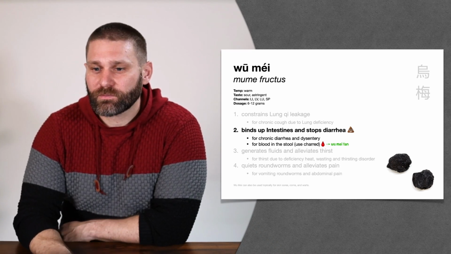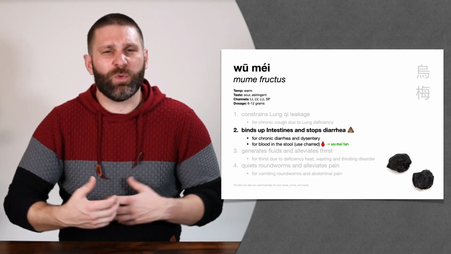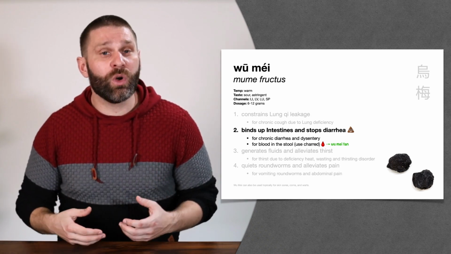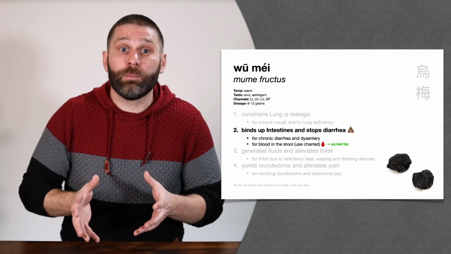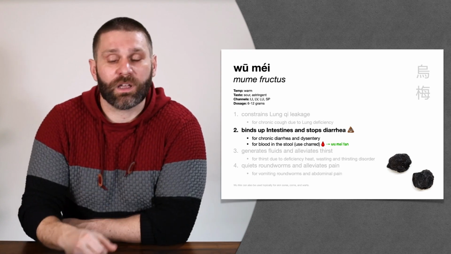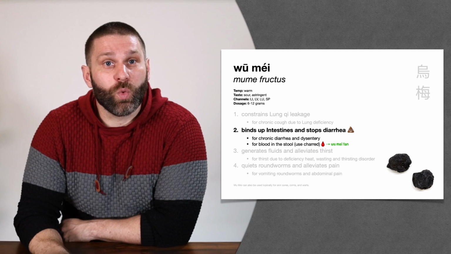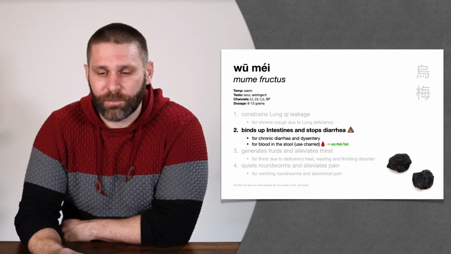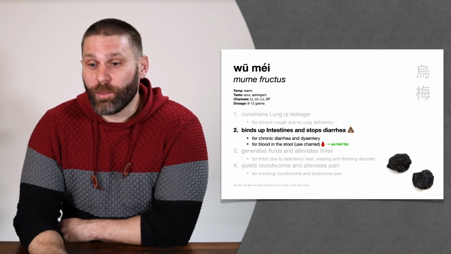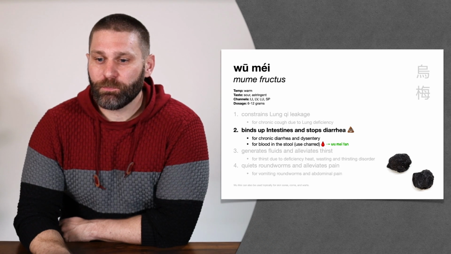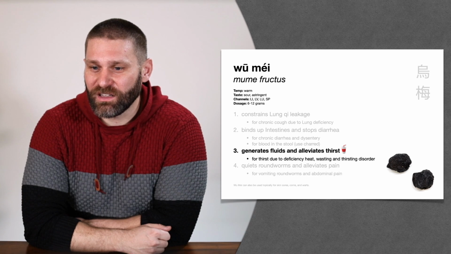And this can also be used to stop bleeding, so it's good for blood in the stool. So if we have this chronic dysentery with blood in the stool, we can use ume in its charred form to, number one, astringe the diarrhea, but then also to stop bleeding. So this is kind of doing two at once. When we char it, it's called ume tan. Remember again, tan means charred. So we would say that the main action in this category is that ume binds up the intestines and stops diarrhea. But besides that, ume also has a very famous action of generating fluids and alleviating thirst.